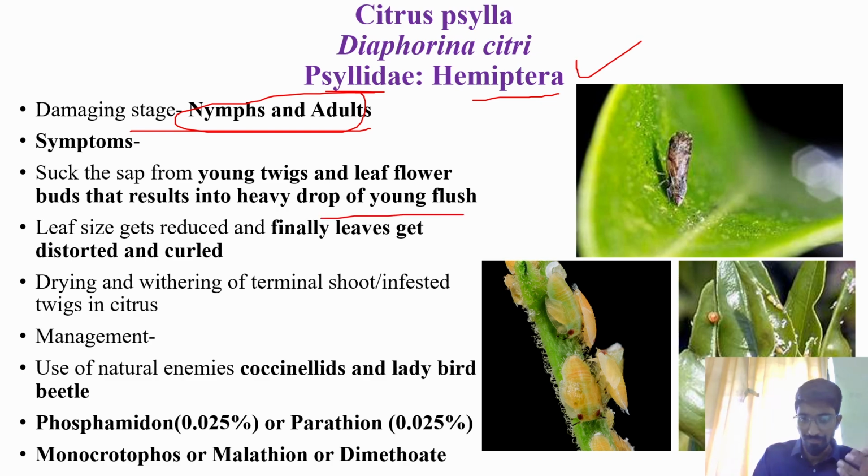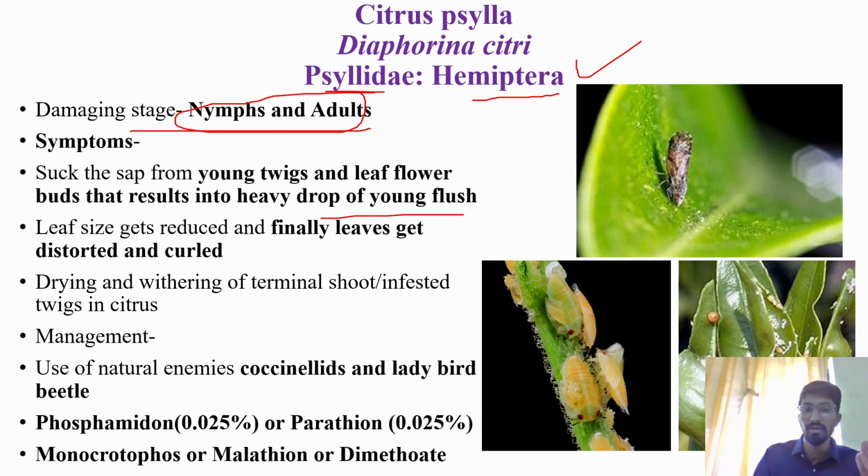These nymphs and adults suck the sap from the young flowers and young twigs, so that due to severe infestation, these young flush will drop off from the plant and leaf size gets reduced. Finally, leaves get distorted and curled. Due to severe infestation, they get distorted and curled, with drying and withering of the terminal shoots in infested twigs in citrus.